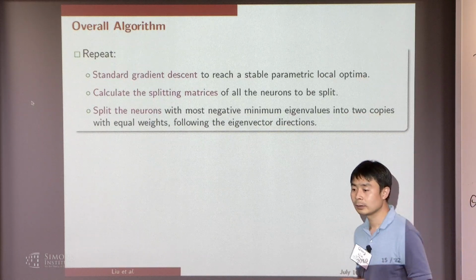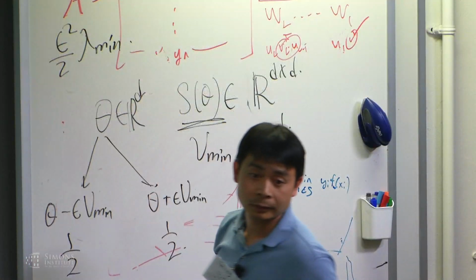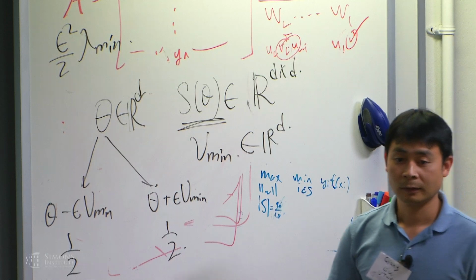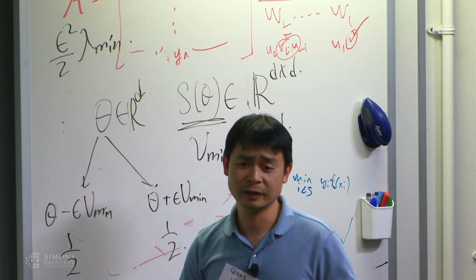How much reduction in the loss is gained, and how does it depend on epsilon? The reduction is going to be epsilon squared times lambda min. And how do you know when to stop? It has to be empirical. Let's say lambda min is smaller than some threshold.